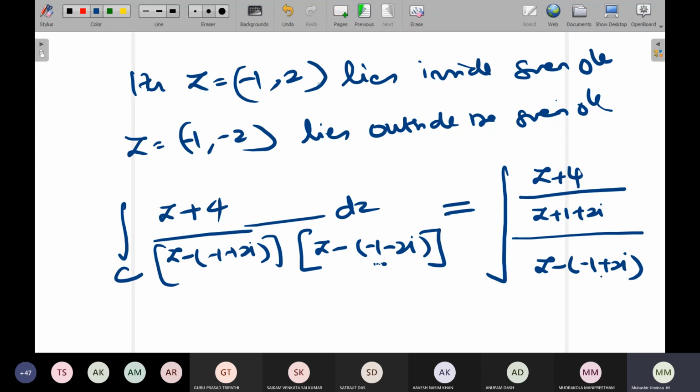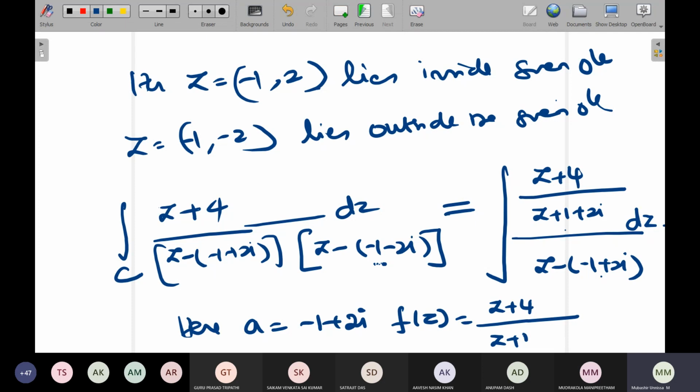Why? Because -1 plus 2i lies inside, and this is lying outside. So I'm just taking that to the numerator and I can write it. Now, what is your point here? Here, what is the point a? a is equal to -1 plus 2i. And what is your f of z? f of z is z plus 4 divided by z plus 1 plus 2i.